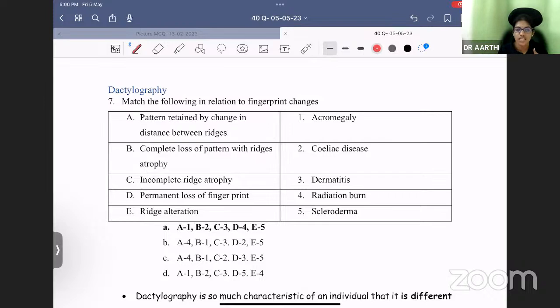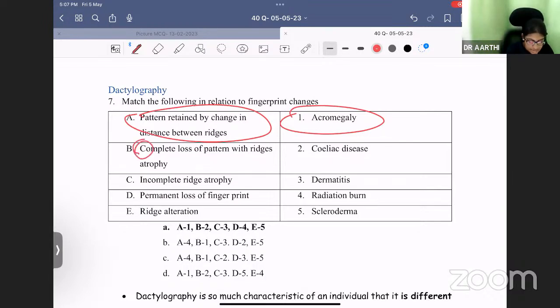Complete, C for C, complete loss, celiac disease. Incomplete ridge atrophy is seen in dermatitis. Dermatitis cannot remove the skin ridges fully, only incomplete loss will be visible. Permanent loss of fingerprint can occur due to radiation, and of course, ridge alteration can happen in scleroderma. Now remember at least these things. In acromegaly the pattern is retained, but the distance between the ridges gets bigger and bigger. Complete loss of pattern of the ridges is seen in celiac disease. Incomplete ridge atrophy is seen in dermatitis.